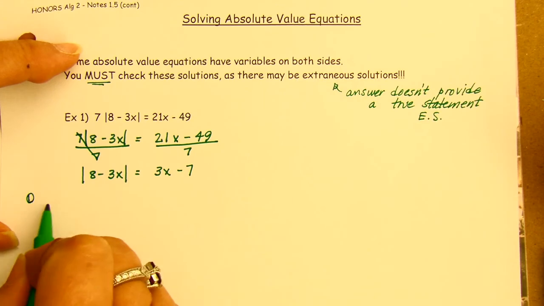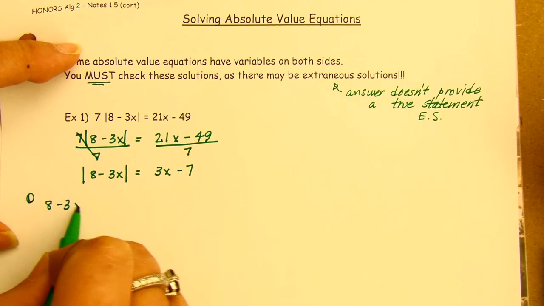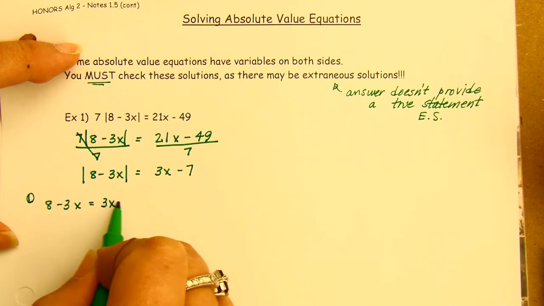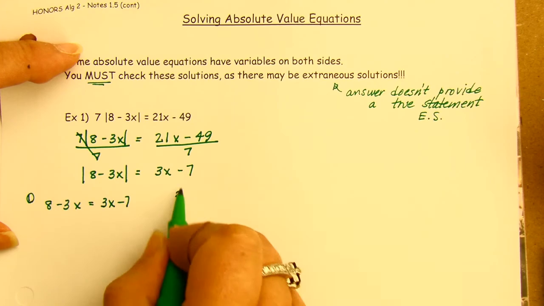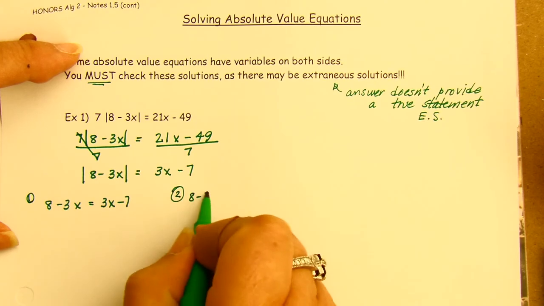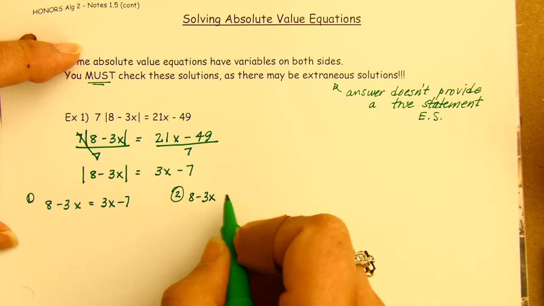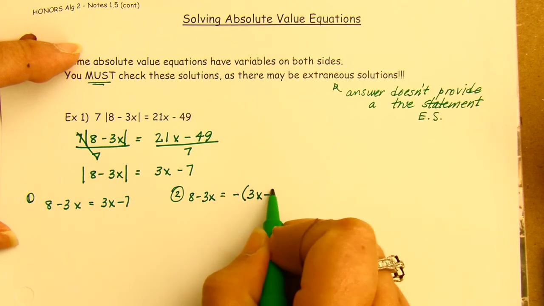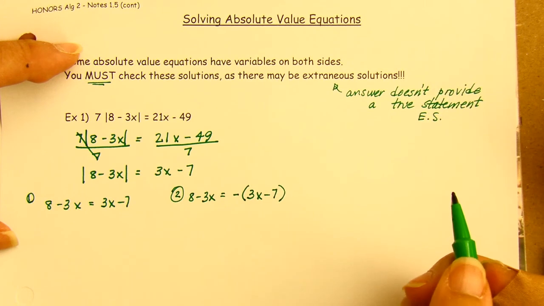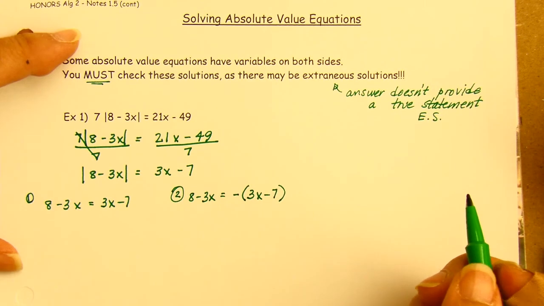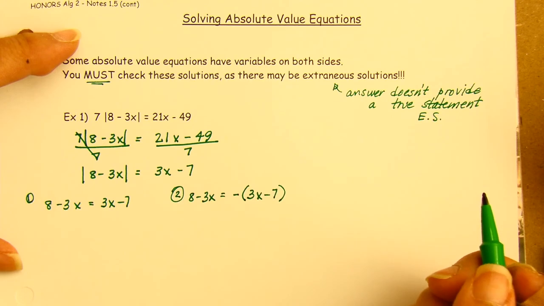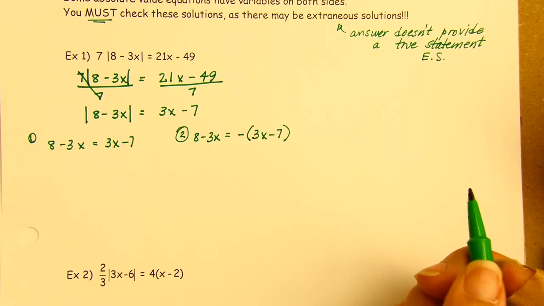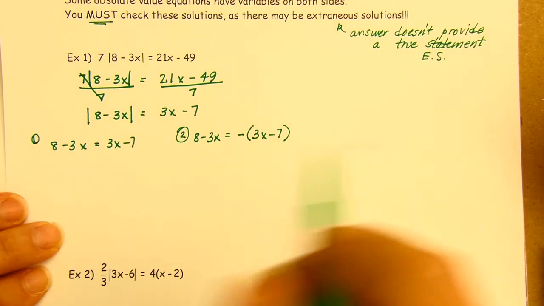Now, I'm ready to set up my two cases and remove the bars. So case 1 is 8 subtract 3x equals, remember you set it equal to what's already there, 3x subtract 7. Case 2, take what's inside the bars out. This is me writing it twice. And now I have to take the opposite of this quantity. So make sure that you are using parentheses around that so that you're taking the opposite of the whole entire quantity. And now I'm just going to do my regular solving, just a regular equation.